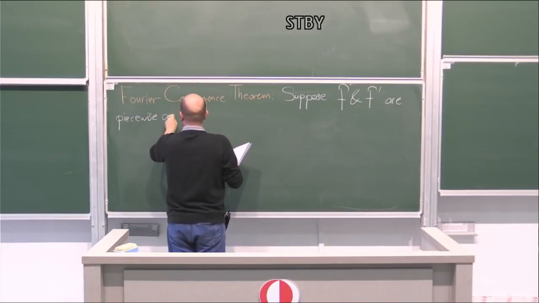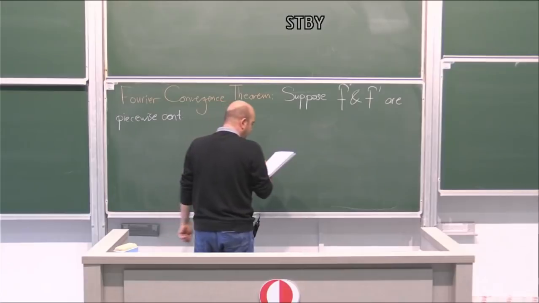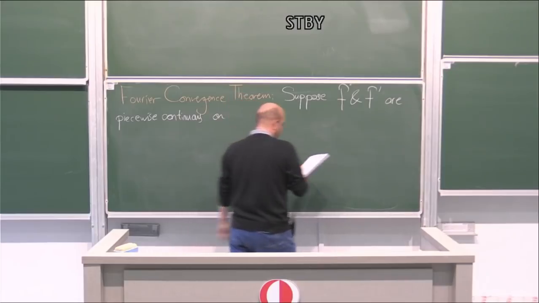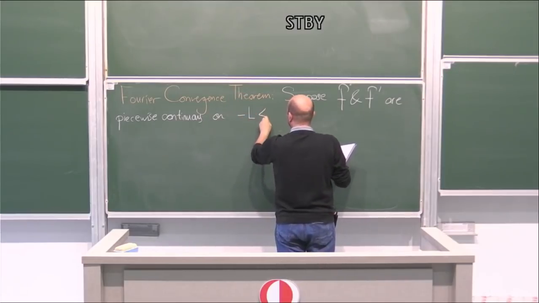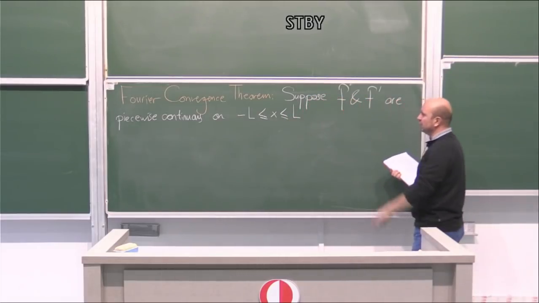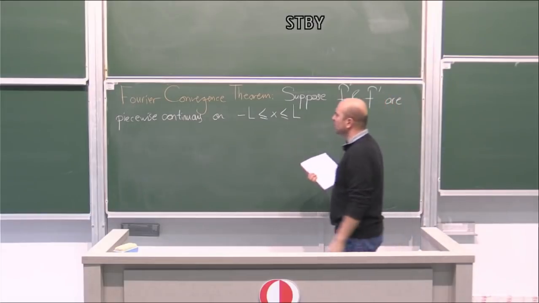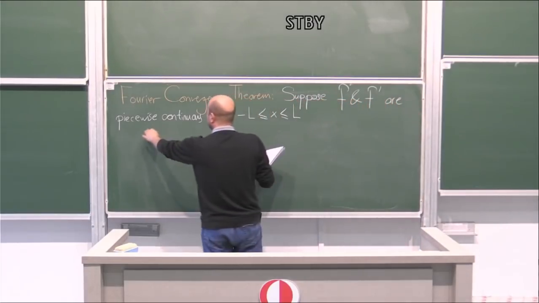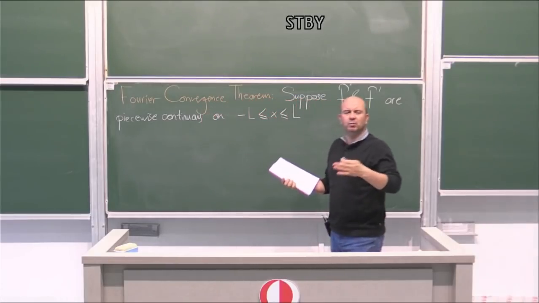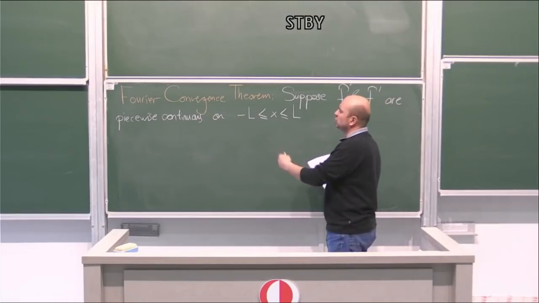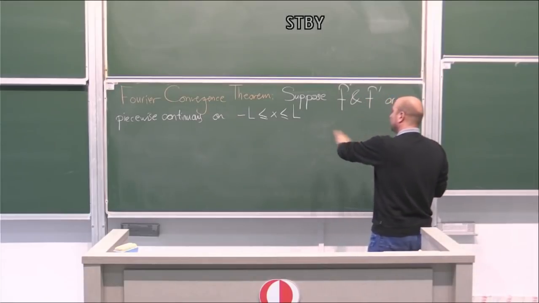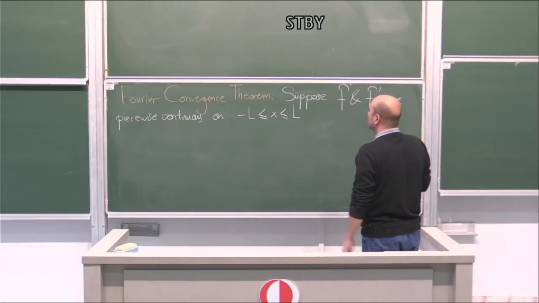Piecewise continuous on minus L to L. So on a two-length interval it is piecewise continuous. What does it mean, piecewise continuous? It's continuous everywhere except certain points, and at those points we allow removable discontinuities or jump discontinuities. No infinite discontinuities.